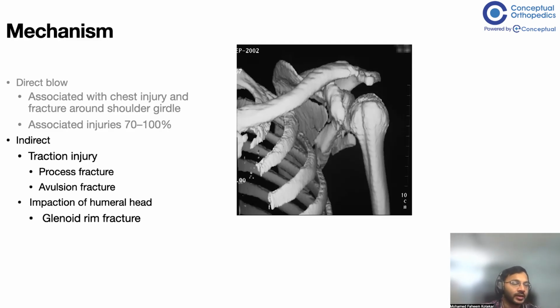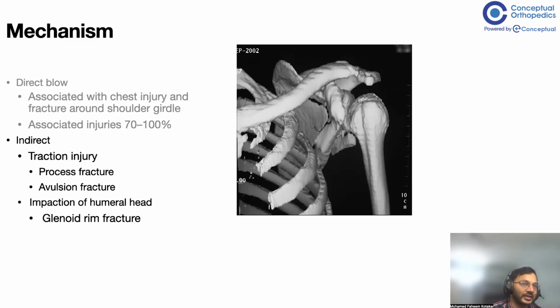The other mechanism is an indirect mechanism where there's a traction injury to one of the processes of the scapula, like the acromial process or the coracoid process. It could be an avulsion fracture, say, of the coracoid process, or an avulsion fracture of the triceps, which originates from the lateral border of the scapula, inferior to the glenoid. And impaction of the humeral head leading to a glenoid rim fracture.